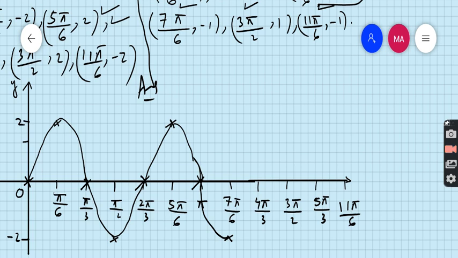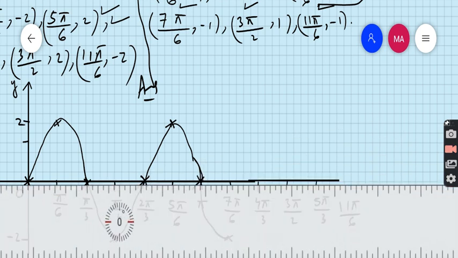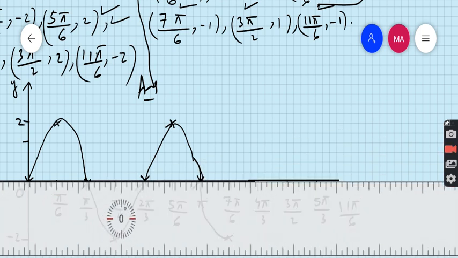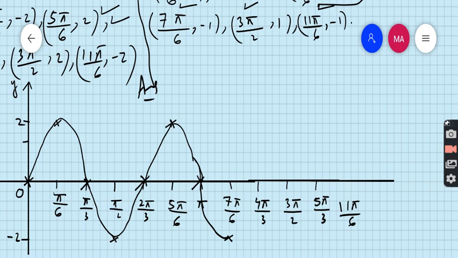And we need to extend more. In order to draw a good graph, we have to work harder. So 1, 2, 3, 4. This is 11 pi by 6. And 1, 2, 3, 4. This is 2 pi. Now, at 4 pi by 3, the answer is 0. This is a very important point, and I missed this point.